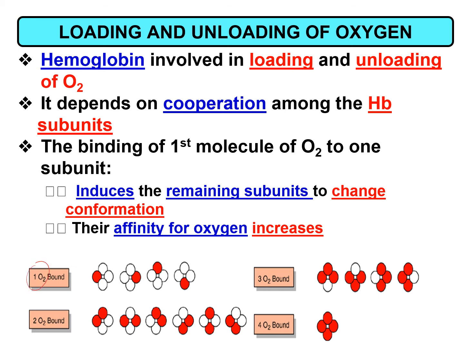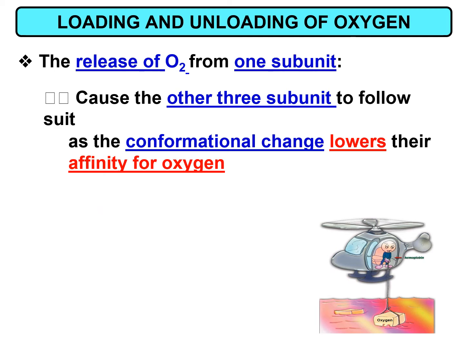Once one oxygen is bound to one hemoglobin subunit, it will induce the rest of the subunits to bind to oxygen. That's why it is considered as increased affinity. Release of oxygen from one subunit will cause the other three subunits to release the oxygen along.